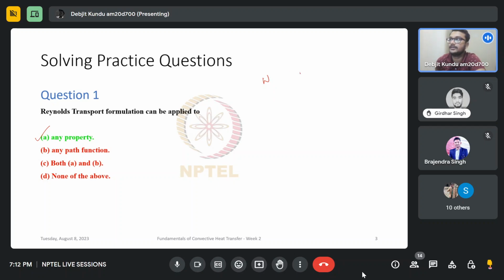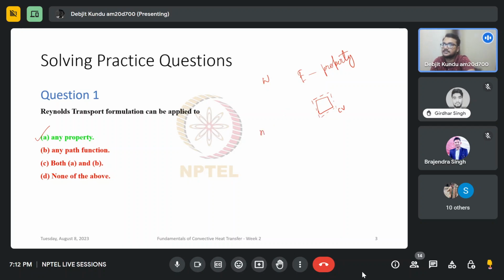We can apply it on energy, which is a property, and that property will be conserved in a control volume, something like this. So that's why option C, which says both properties as well as path functions, won't be correct. It would be just properties. So on which properties can Reynolds transport theorem be applied?